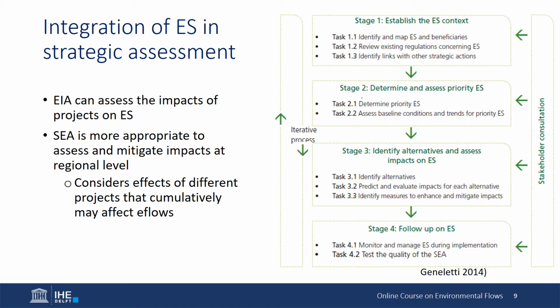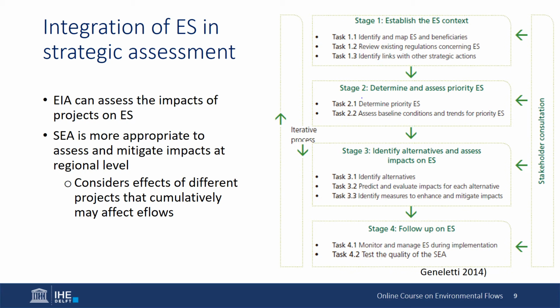Strategic environmental assessment should consider how different projects or activities in a region can cumulatively affect ecosystem services, and then identify alternatives to reduce the impacts in the region and not just in the area that would be affected by a single project. The diagram illustrates that this is an iterative process, and the United Nations considers 4 steps.